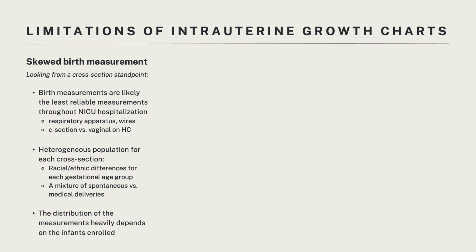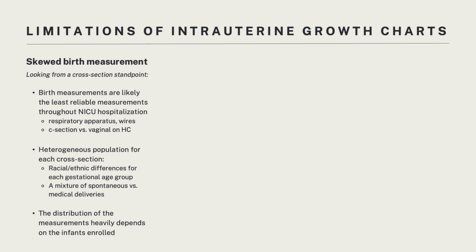The intrauterine growth charts are helpful for calculating and estimating fetal growth rates, but they have their own limitations. We will discuss some of these limitations here. The first limitation is that birth measurements are probably the least reliable measurements throughout the entire NICU stay. This could be due to the use of respiratory support devices and wires. Also, C-sections versus vaginal delivery can affect head circumference measurement significantly.